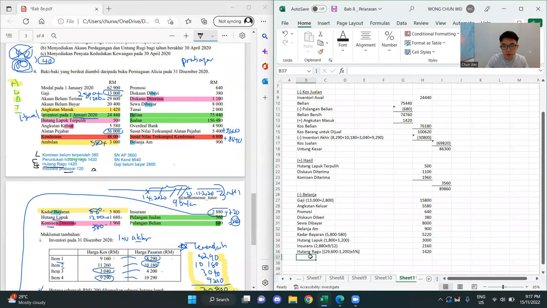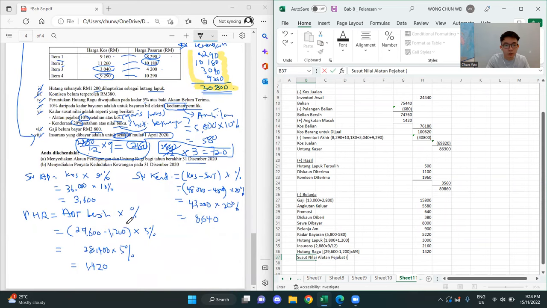Susut nilai, yes. I have to record for my susut nilai juga. My susut nilai, alatan. So for here, you can no longer write SN because in exam, you have to write the full term. Okay, so susut nilai, alatan pejabat. And how do we get this? We're using what? The cost, 36,000 times the 10%. Then you get 3,600.